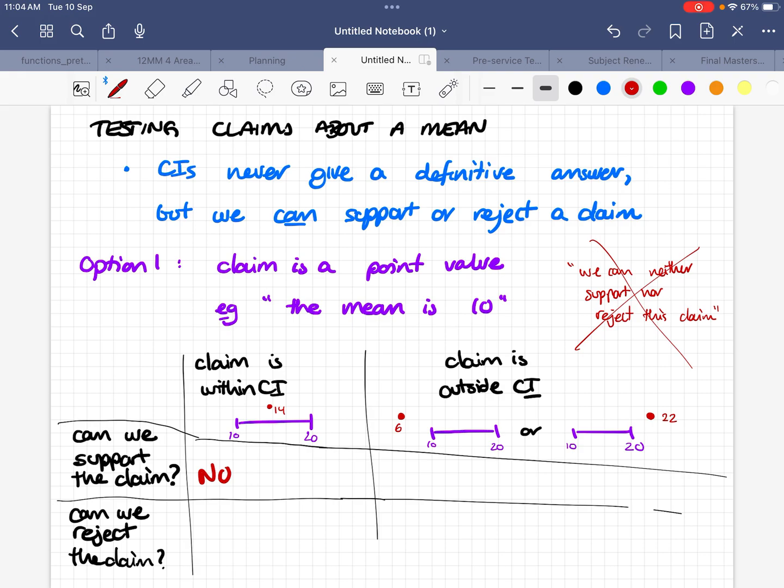If I ask you to pick a number between 10 and 20, maybe you'll pick 14, maybe you'll pick 15, maybe you'll pick 19, maybe you'll pick 11.192 or whatever, okay? We cannot support this claim because there are other values inside the confidence interval. Can we reject this claim? No, we can't. And we can't because the claimed value lies inside the confidence interval.